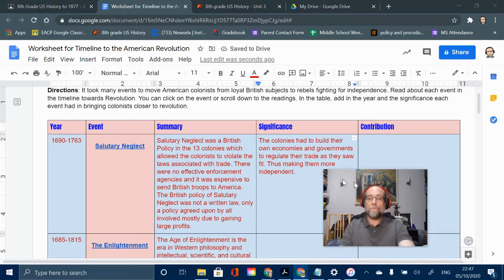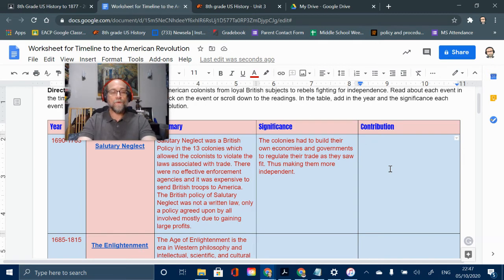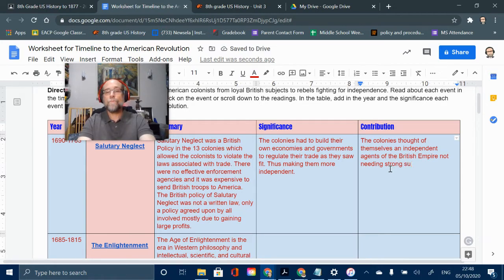And so how did this contribute to the Revolutionary War? I'm going to move myself over here, guys. Basically, I want to say this: the colonies thought of themselves as independent agents of the British Empire, not needing strong supervision or oversight.